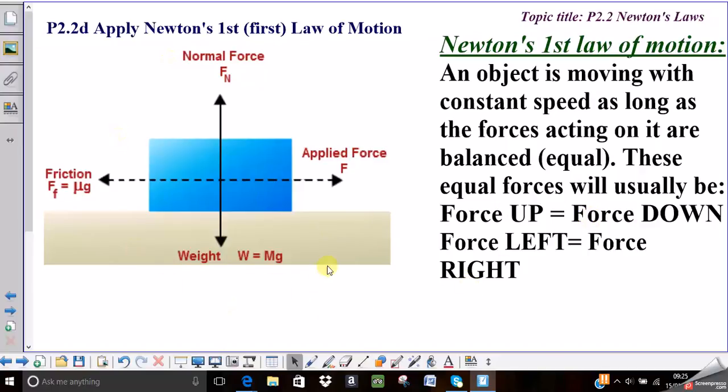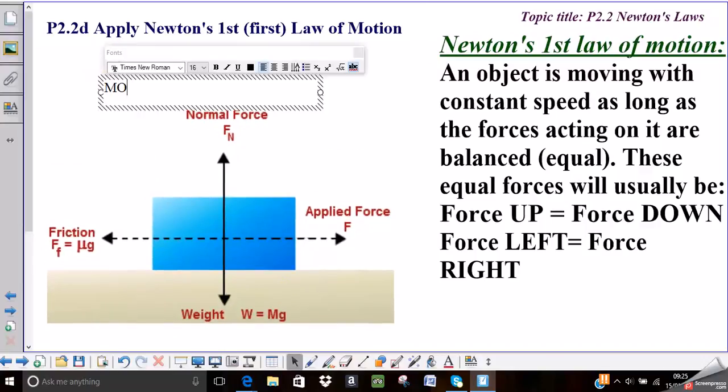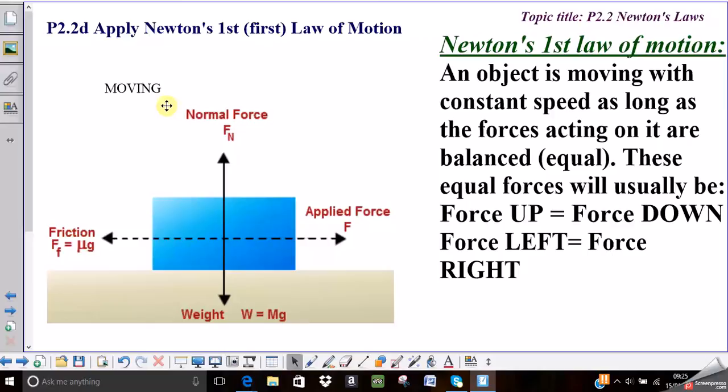How do I know this object is moving? Well, I don't really know if the object is moving or is at rest. In this situation, the problem will probably state that an object is moving. So you will know, okay, the forces are balanced, but the object is moving, is not at rest.